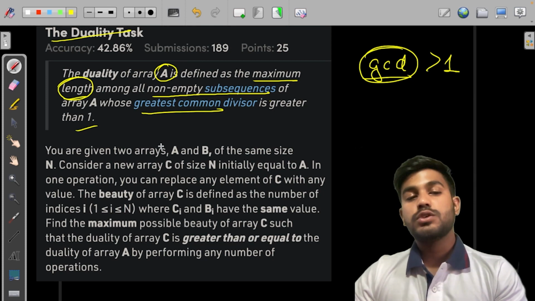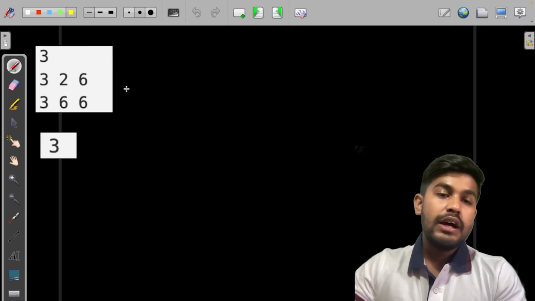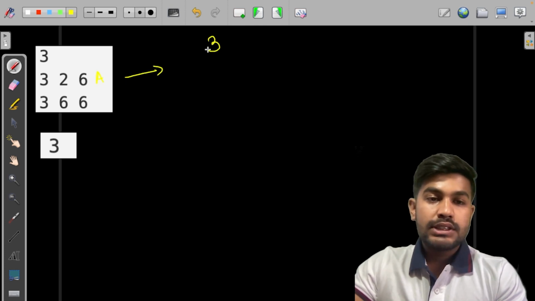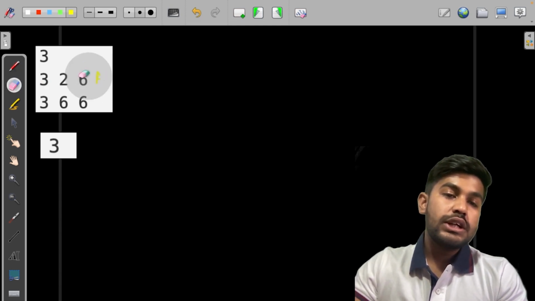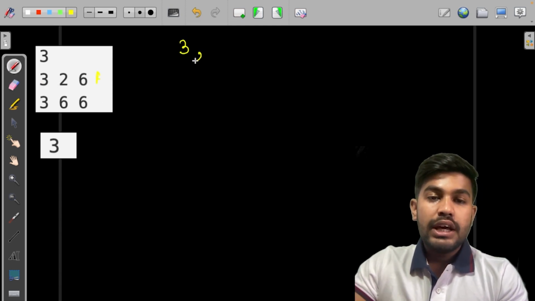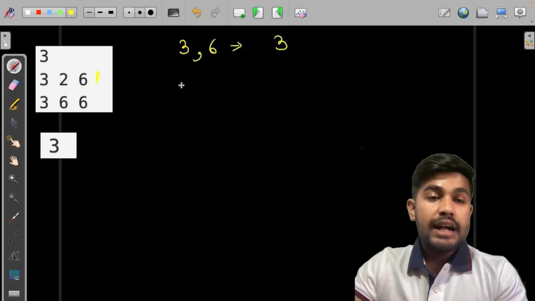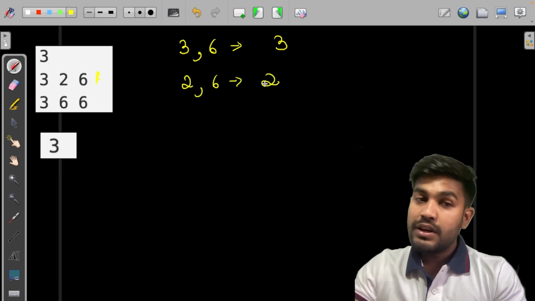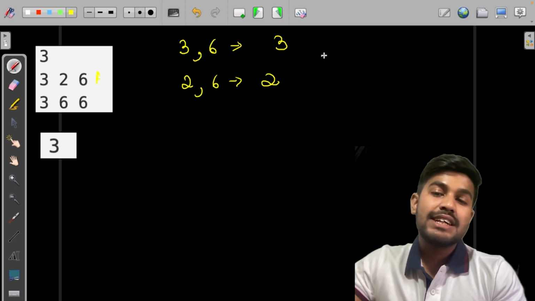So now we know about duality. Let us first take out the duality of an array A. Suppose this is the given array A. So all the subsequences would be first 3, then 2, then 6 and all. If you consider 3 and 6, the GCD would be 3, which is greater than 1. And if you consider 2 and 6, the GCD would be 2, which is greater than 1. This is length 2. So till now we got the best answer as length 2.